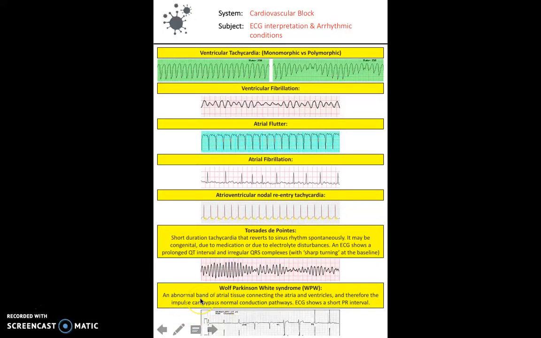This is an abnormal band of atrial tissue connecting the atria and the ventricles, and therefore the impulse can bypass the normal conduction pathways. So this is what we're talking about when we said the normal pathways through the AV bundle in the cytoskeleton, but this is an extra conduction pathway that bypasses the normal conduction pathway. And the ECGs here show a really short PR interval.